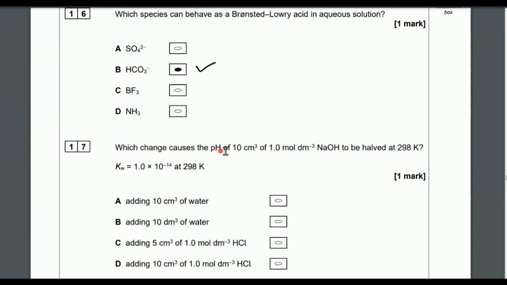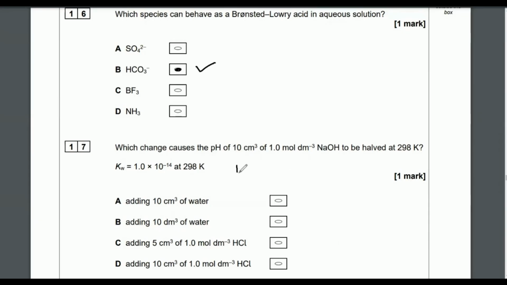Which change causes the pH of 10 centimeter cubed of 1 mole per decimeter cubed sodium hydroxide to be halved at 298 K? So what we're looking at here, which change causes the pH of 10 centimeters cubed of 1 mole per decimeter cubed sodium hydroxide to be halved at 298 K, kW. Oh, they've even given us a kW. So what we can do is we can work out the existing pH and then do it all for the others, which is a bit of a pain, to be honest.